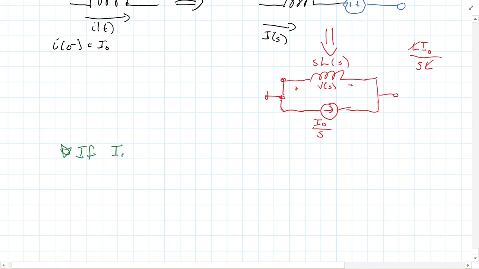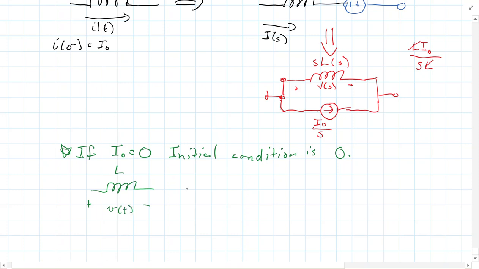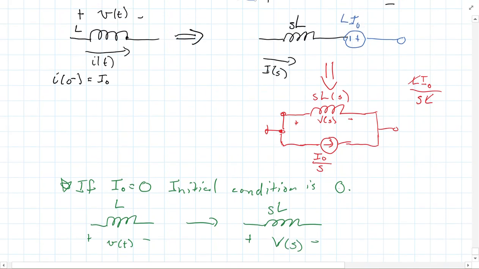If I sub 0 equals 0, so the initial condition is 0, then the time domain just goes to S times L, V at S. And that's pretty easy to see if we think about this for a second.